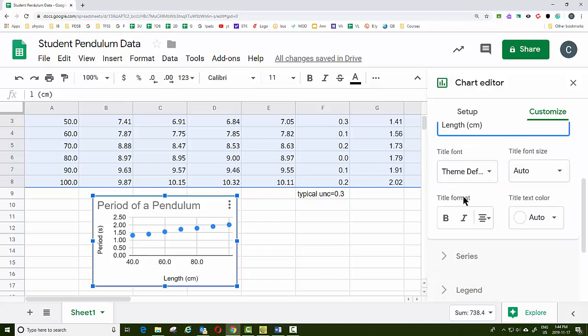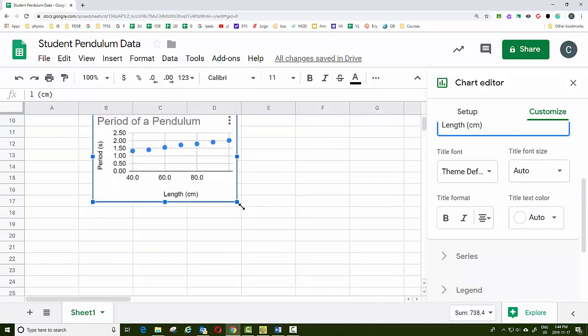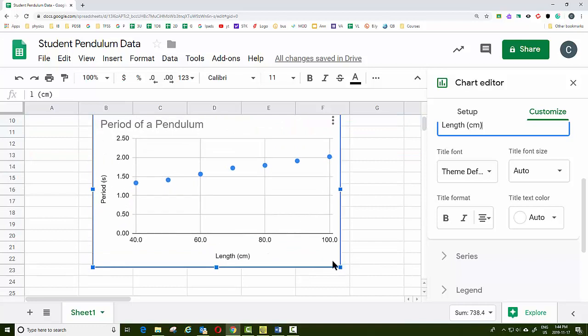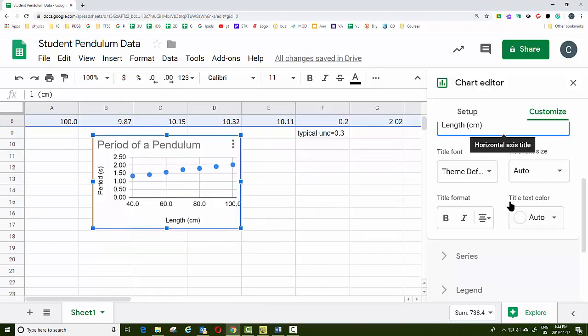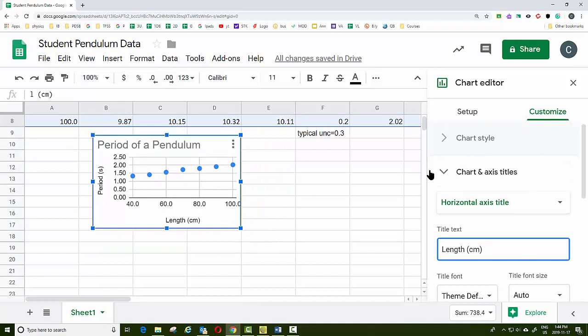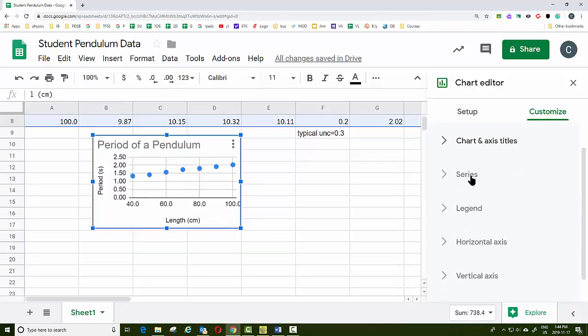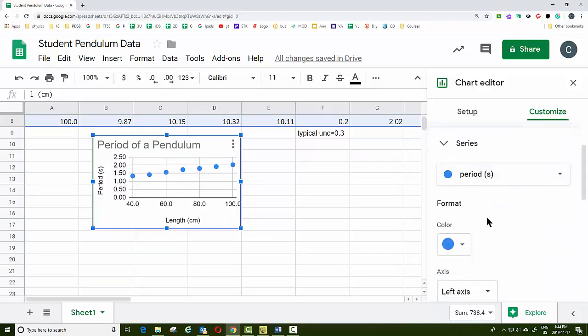If you want, you can make changes to the font, etc. The words look too big here, but when I expand the graph, of course, they're going to look more normal. So let's go now to series. This one's very important.